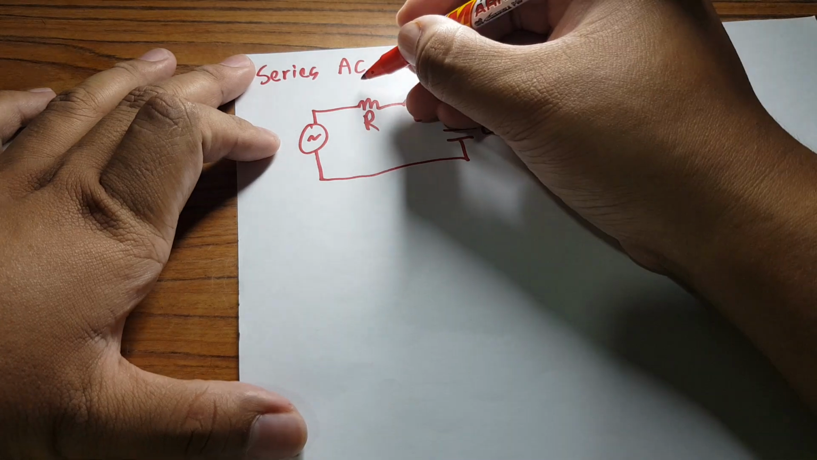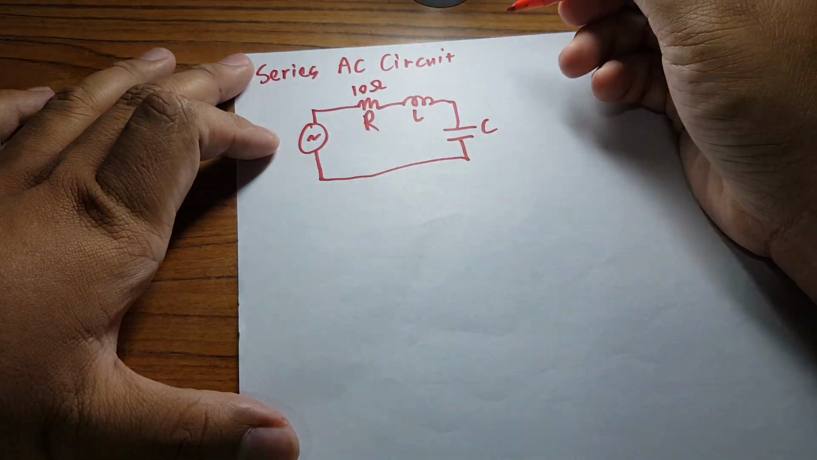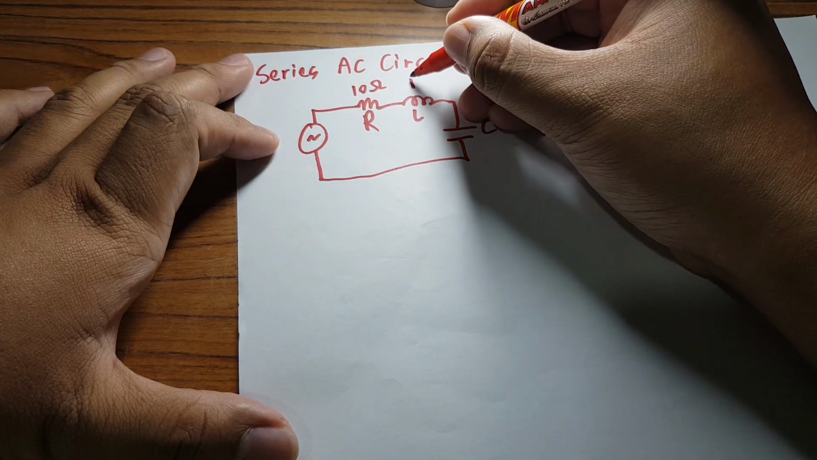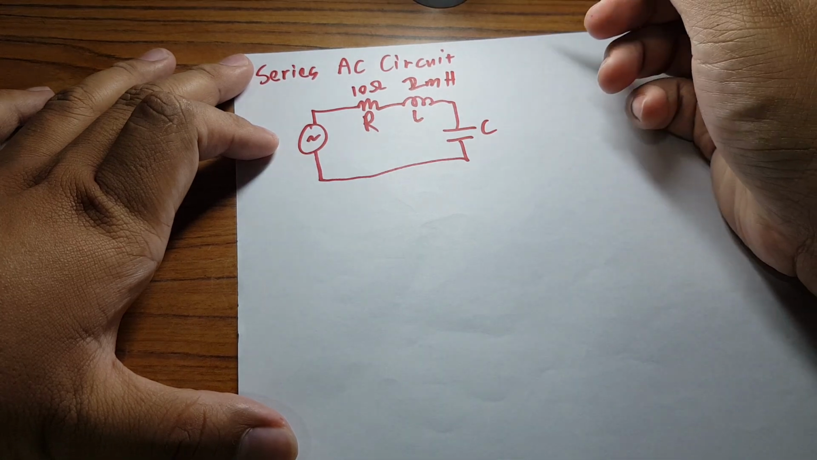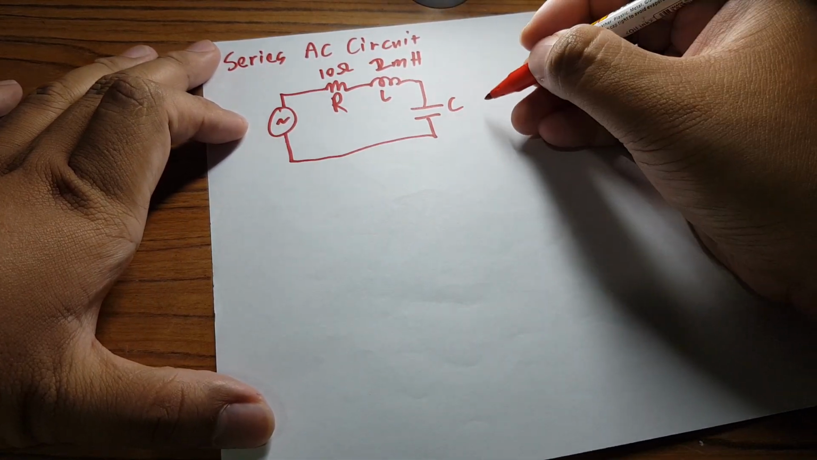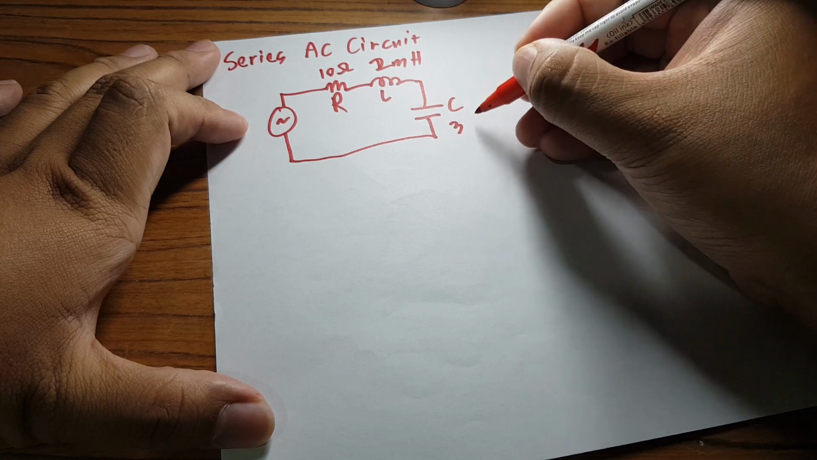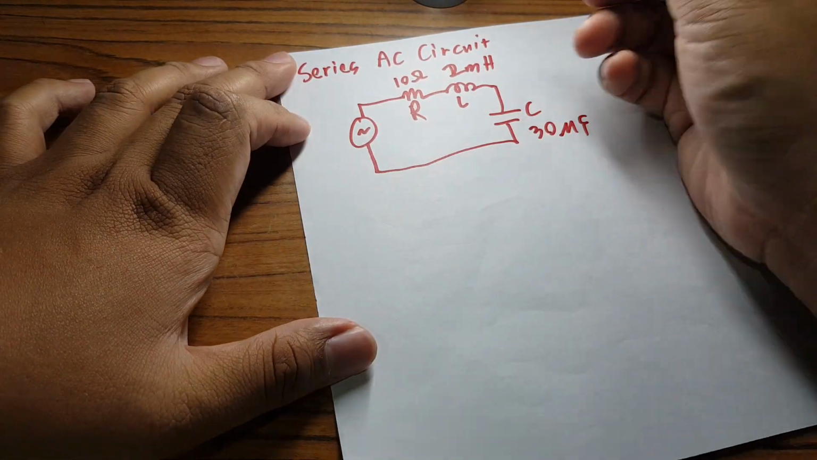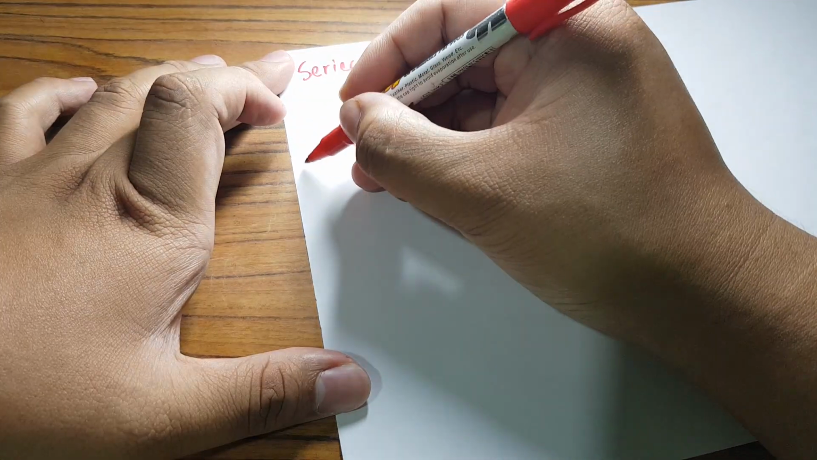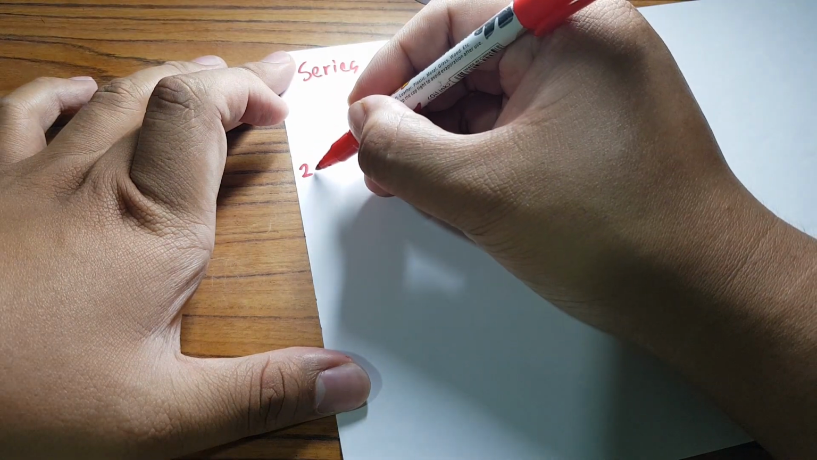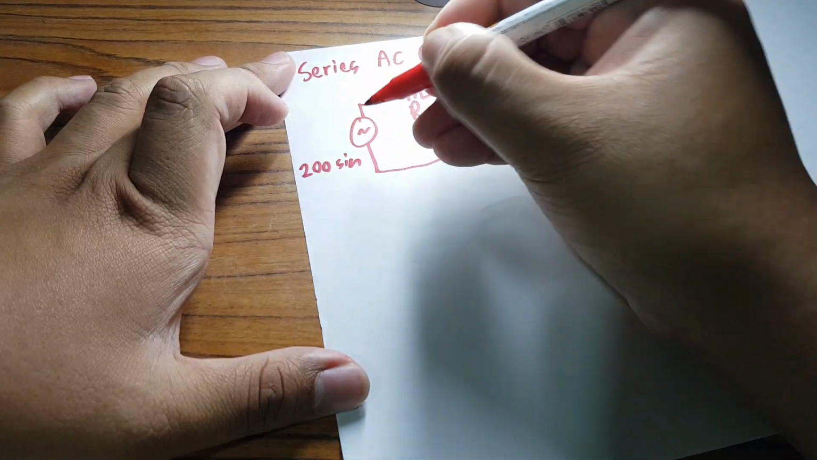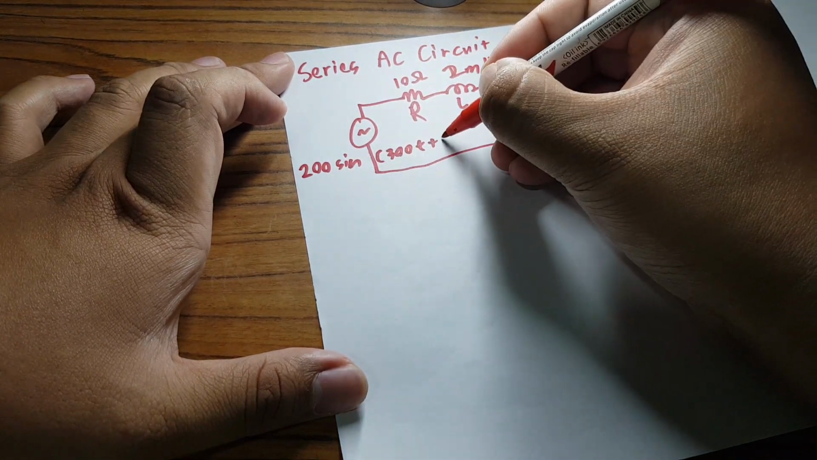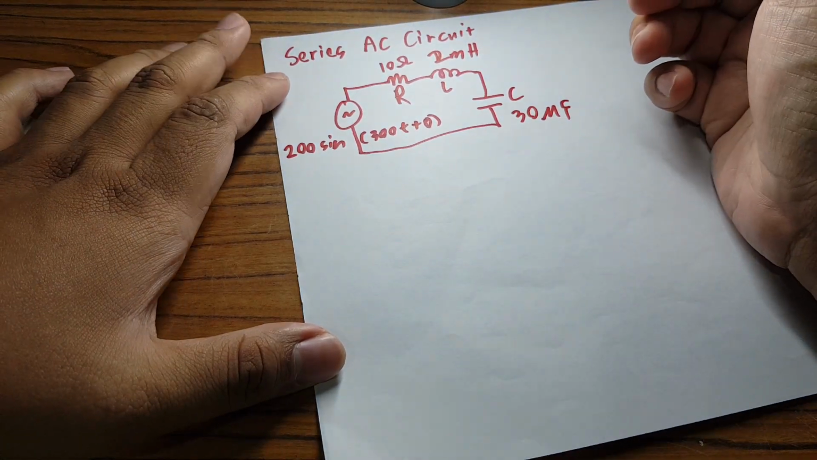R usually, for example, is 10 ohm. For L, usually in Henry, for example 1 or maybe 2 millihenry, and for the capacitor is usually in farad, so 330 microfarad. So the source is usually, for example, 200 sine 300 t plus 0. Okay, this is the source.